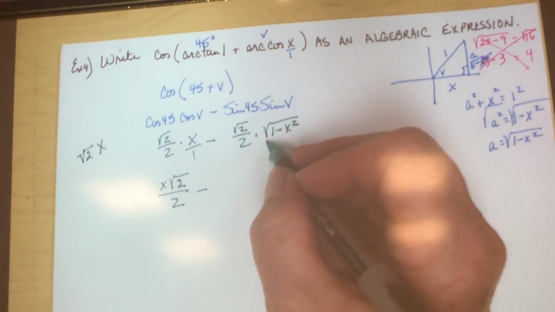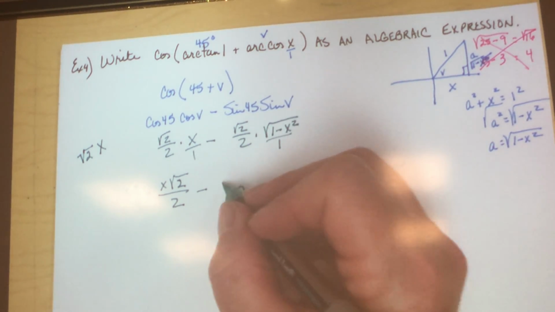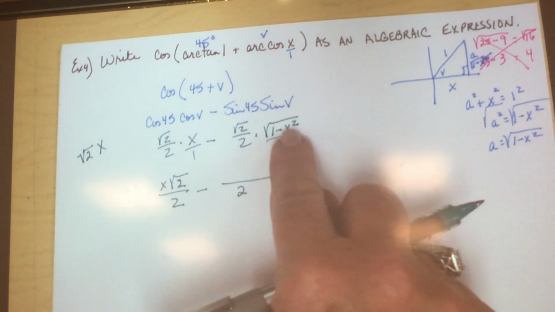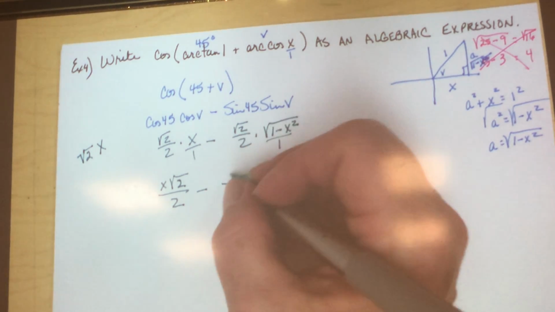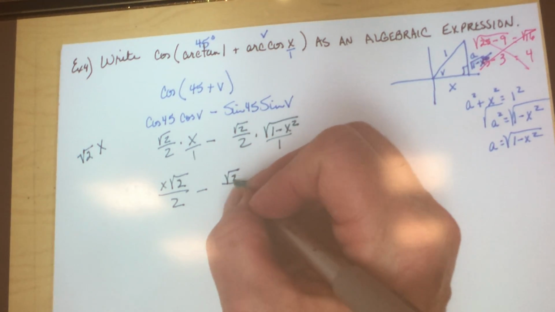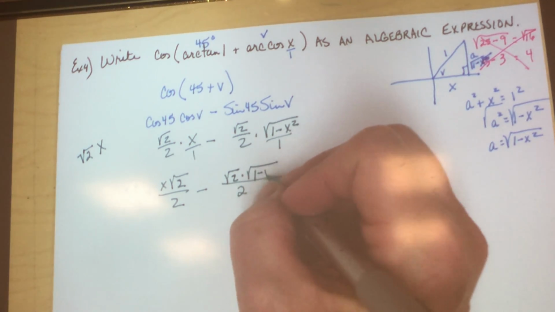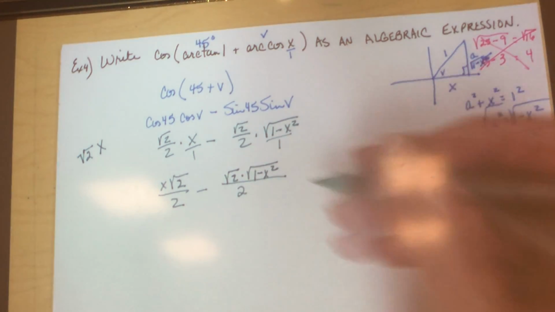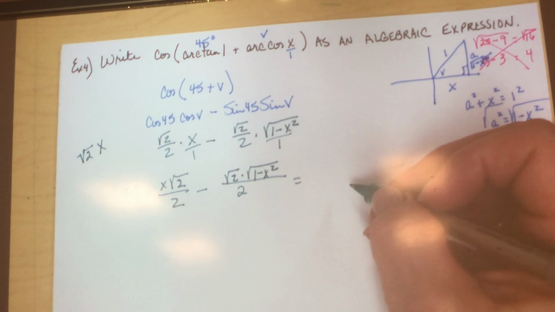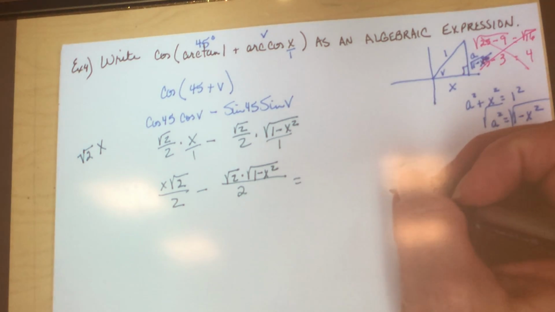Minus, over here, it's all over 2 again. Can I multiply these two things? No. So the square root of 2 times the square root of 1 minus X squared. So my answer is, I can multiply those. I could say the square root of 2 minus 2x squared. Can we not?